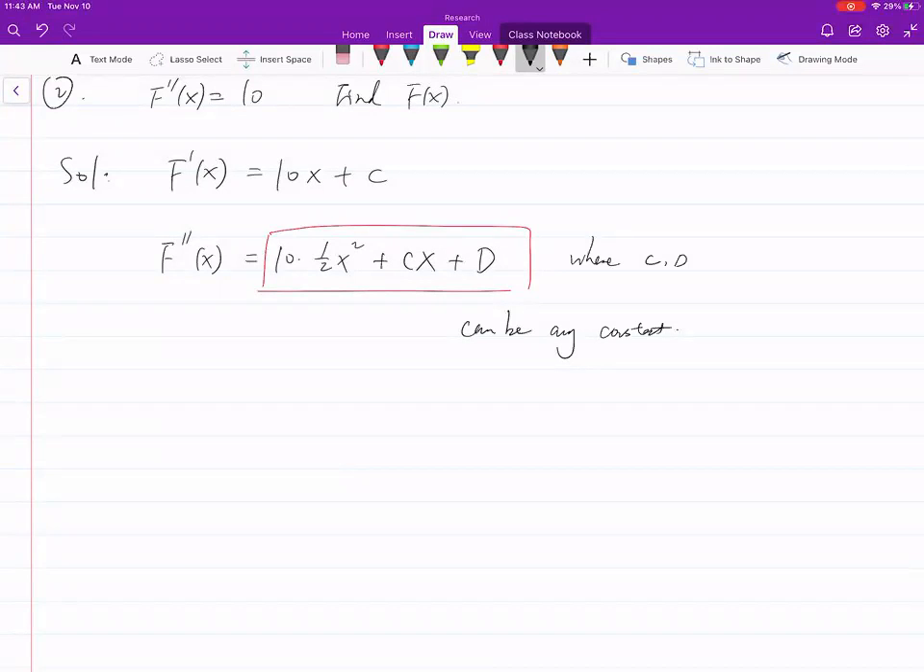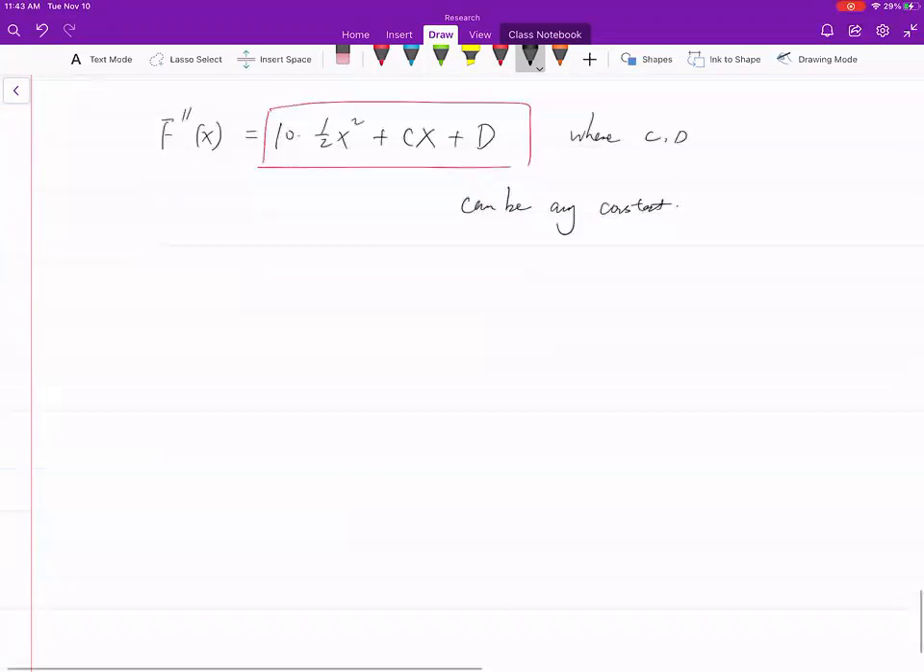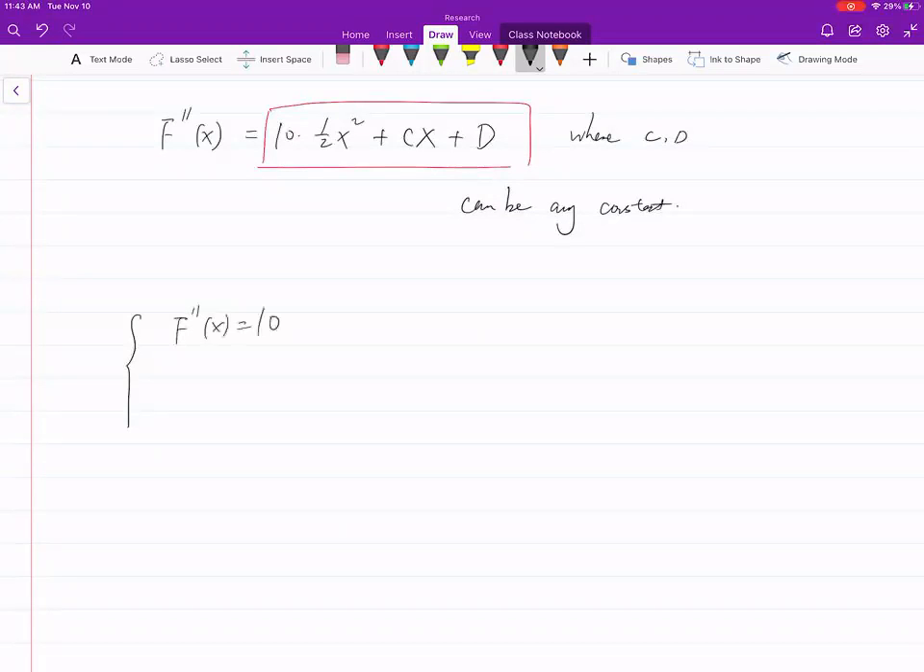Sounds good? Question. What if I also want to do an initial value problem? I don't like C and D. I want to know what C and D are. Can you see? You just need to provide additional information, like before. But you need two of them. One is not enough. Good so far?